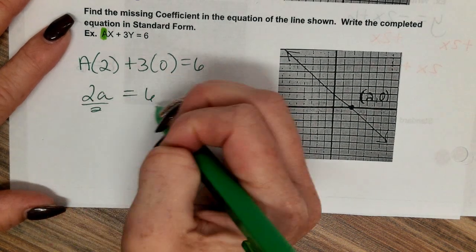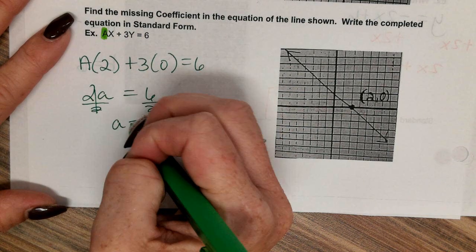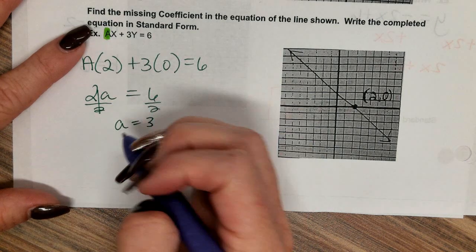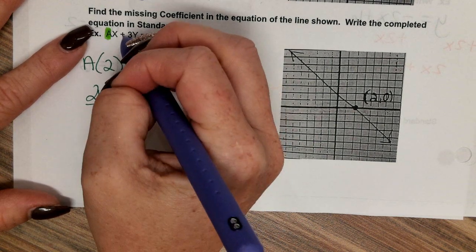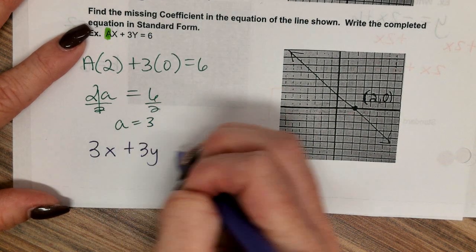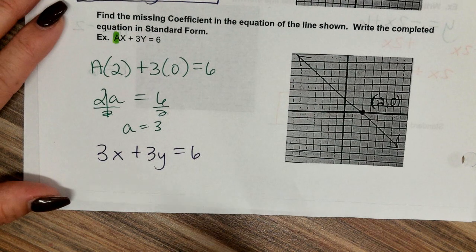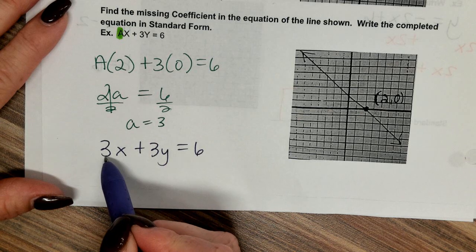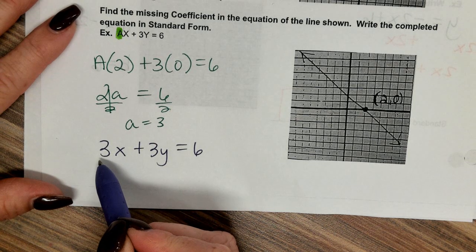Divide by 2. So A equals 3. So I'm going to write my equation: 3x plus 3y equals 6. Do I need to change the equation? No, because the A is a positive integer, so I'm good.